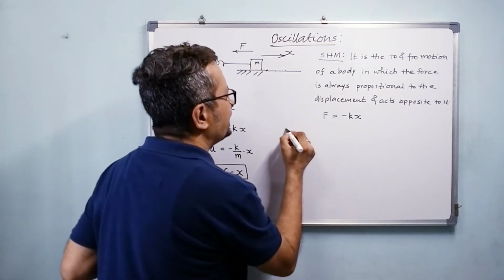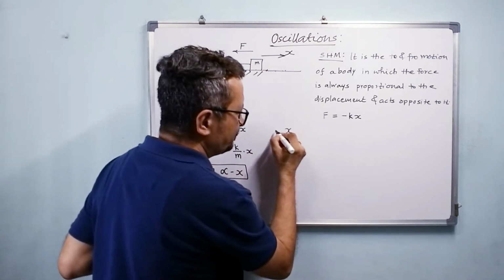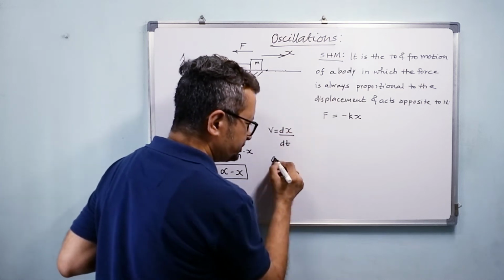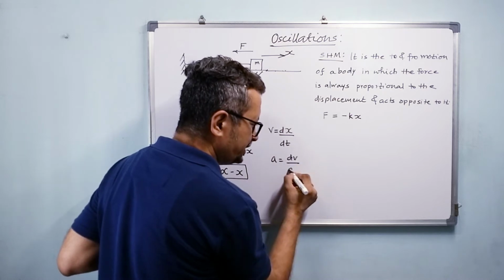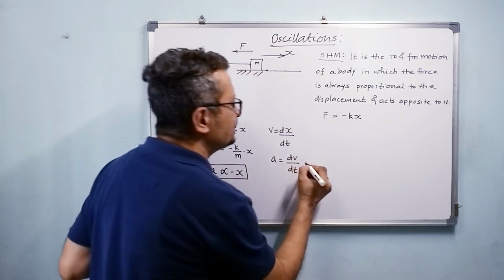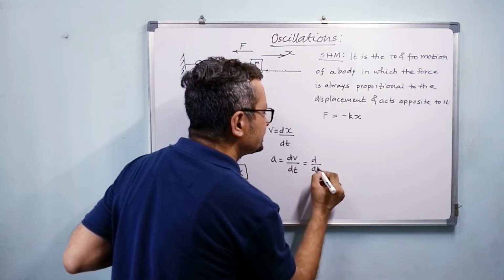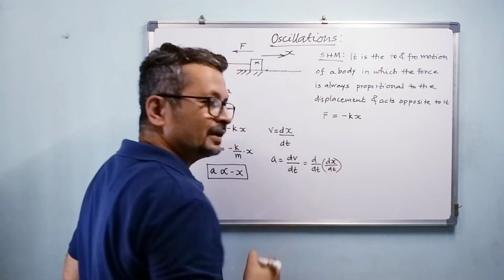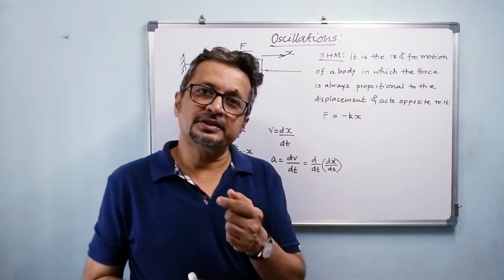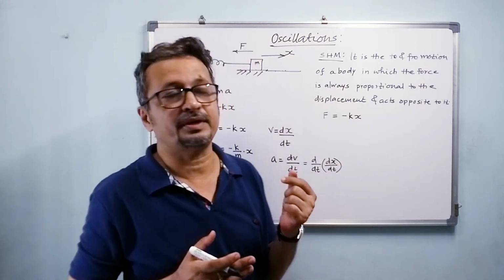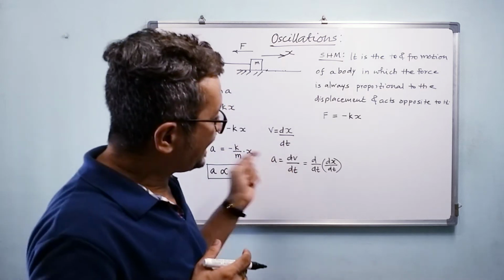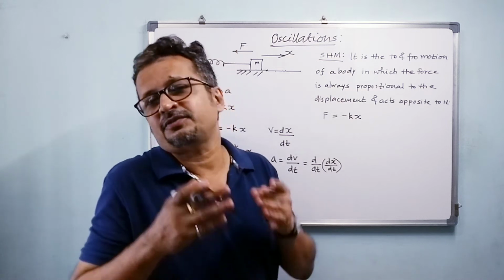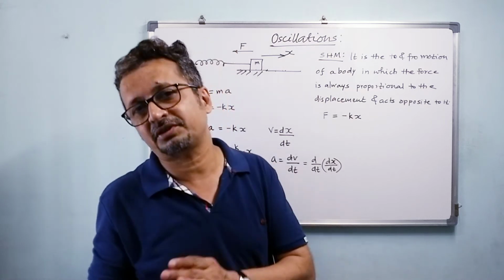So if x is my displacement, then my velocity is equal to dx by dt, and my acceleration is equal to dv by dt, and dv by dt is nothing but d by dt of dx by dt, correct? So my velocity is the first derivative of displacement. But then what about acceleration? Is it not the first derivative of velocity and the second derivative of displacement?